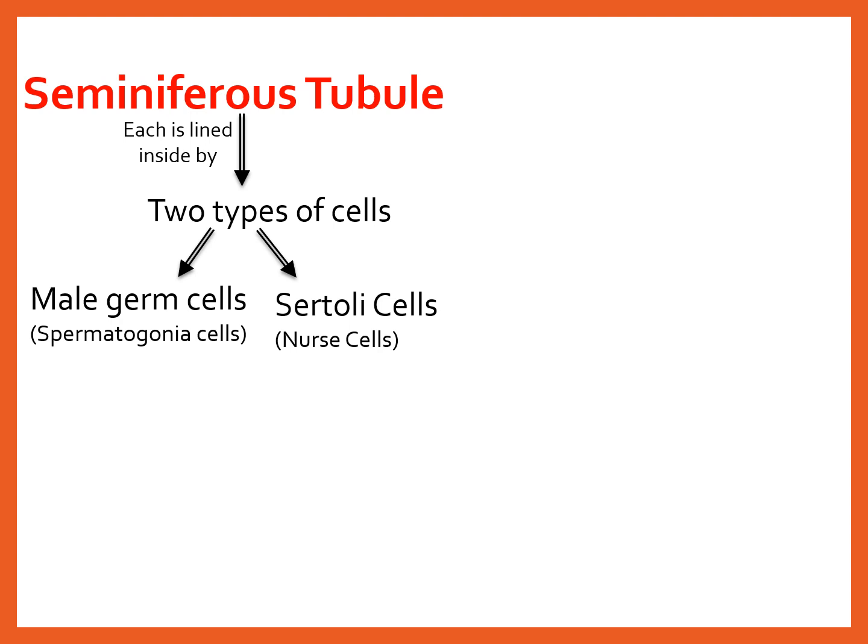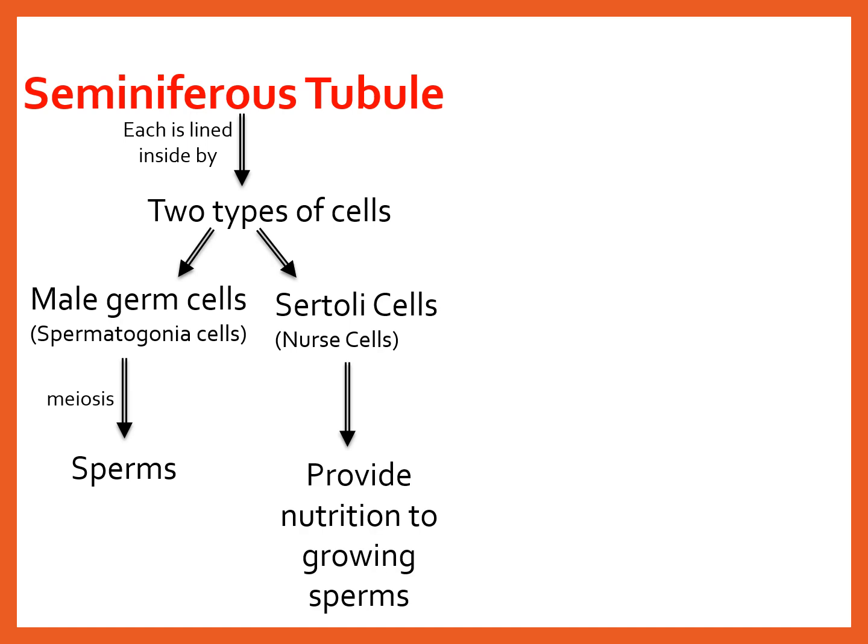called nurse cells. Why are they called nurse cells? Because they nourish the growing sperm cells. The growing male germ cells are nourished by the nutrition which is supplied by Sertoli cells. The male germ cells undergo meiosis to give rise to sperms, and the Sertoli cells provide nutrition to growing sperms.